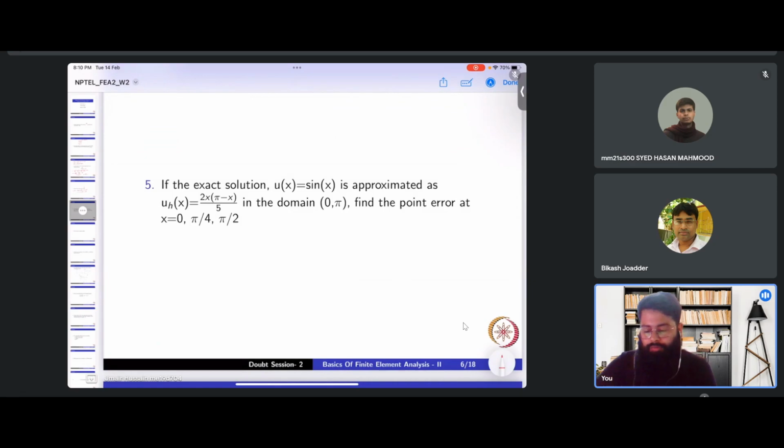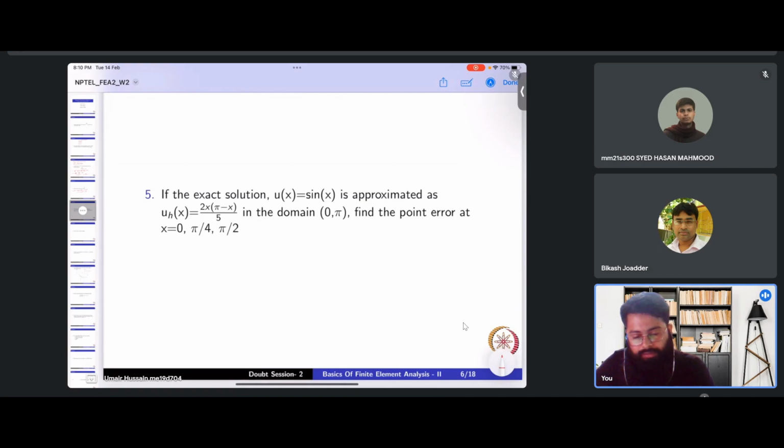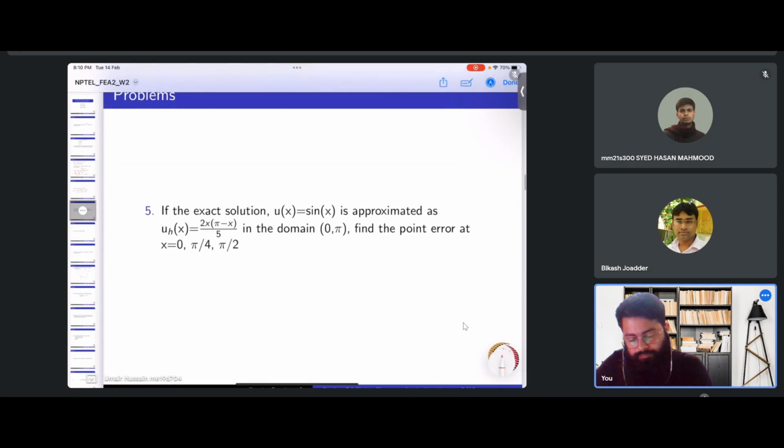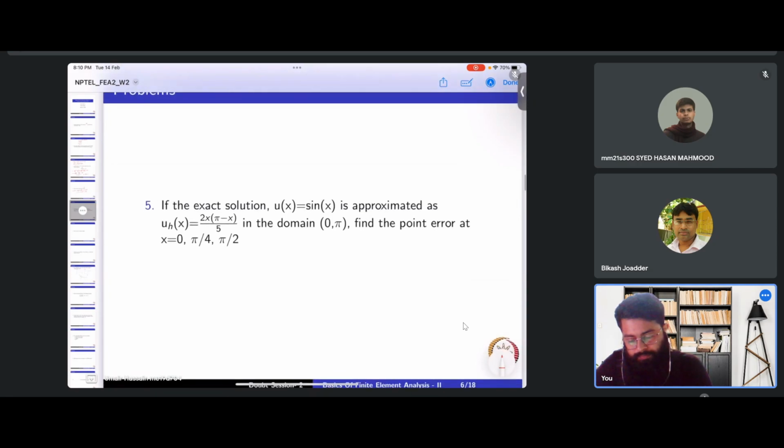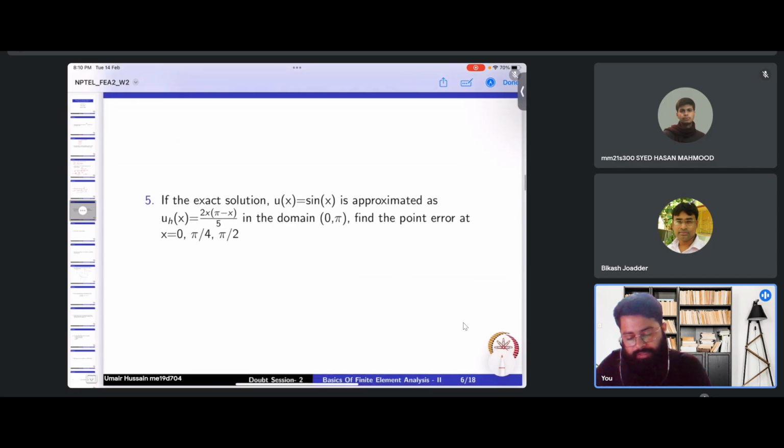Now we'll try to calculate some errors that we learned in this week's content. Suppose we are given here a function u(x). The exact solution here is u(x).